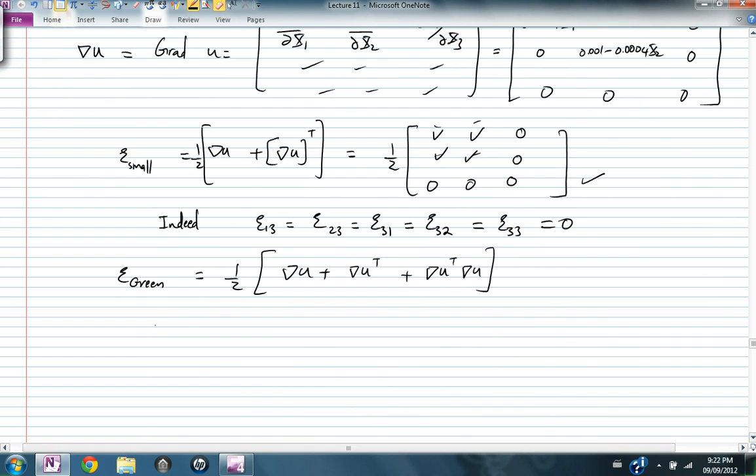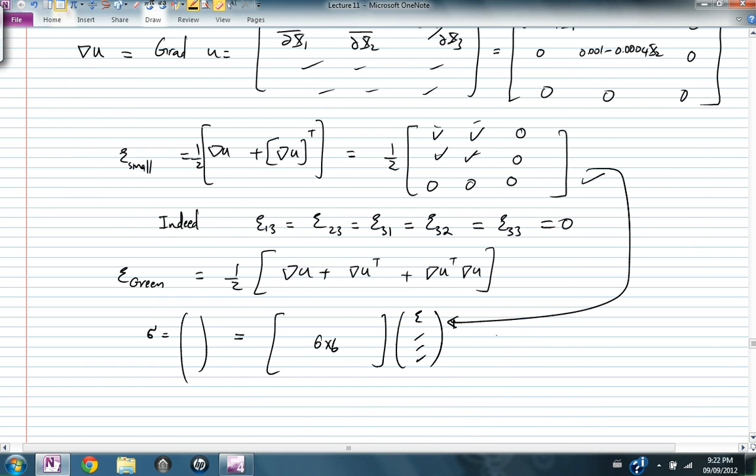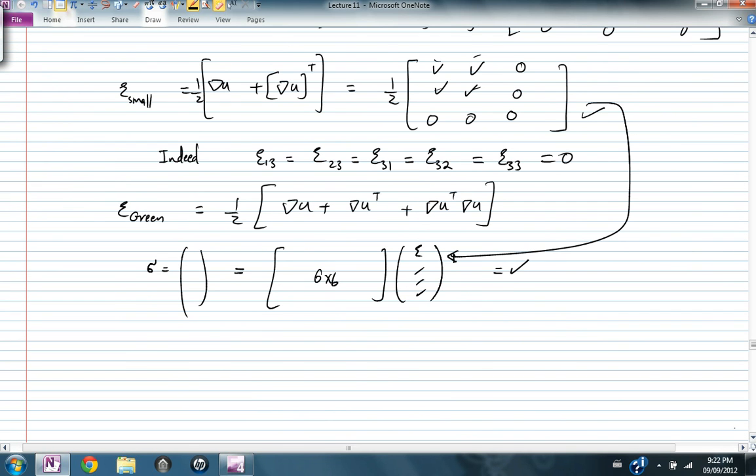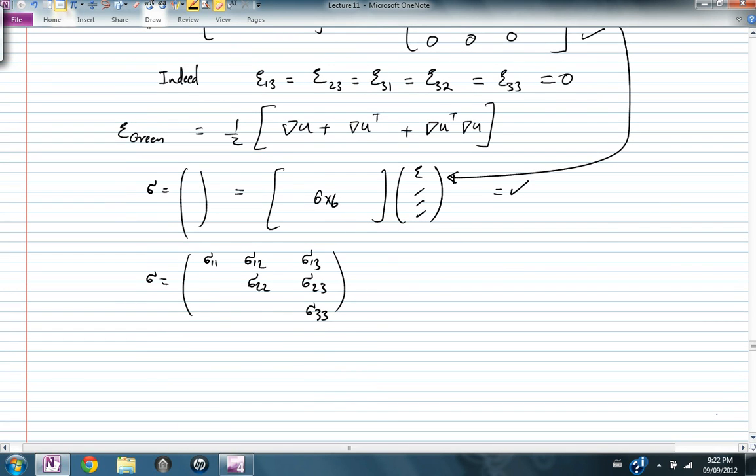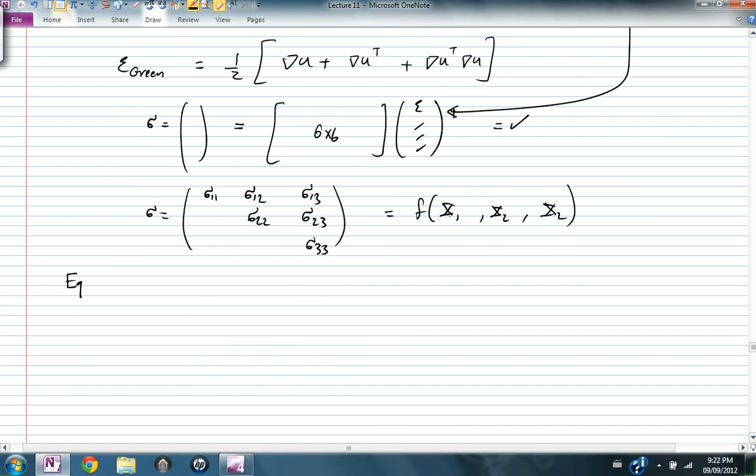Given E, I can find the stress as a vector because I know the 6 by 6 matrix multiplied by those strains, which I already found. So I know the stresses, and I'm going to form the matrix from the numbers that I'm going to get. And I'm going to utilize the equilibrium equations because this will be a function of the position. It's a non-linear relationship for the strains, and so the stresses will be functions of the position as well.